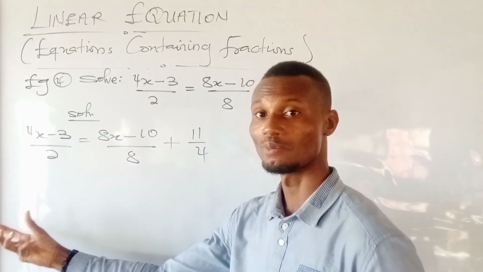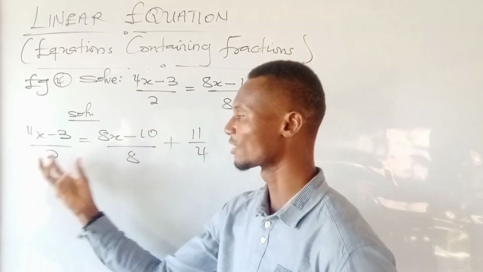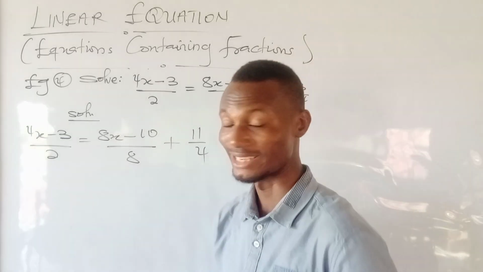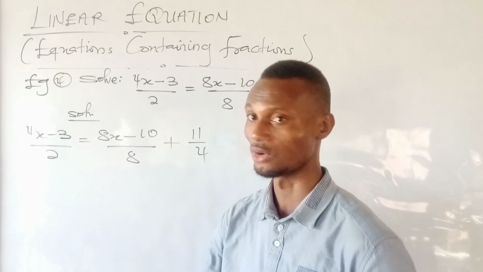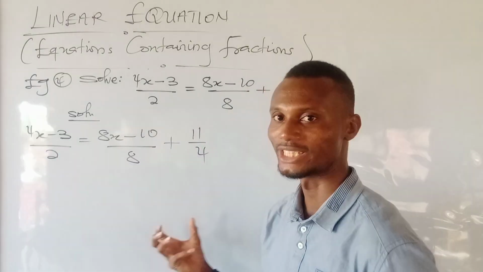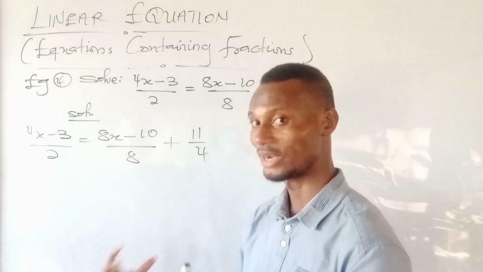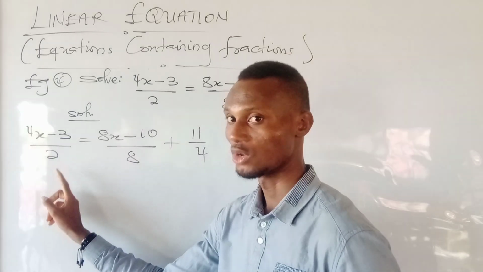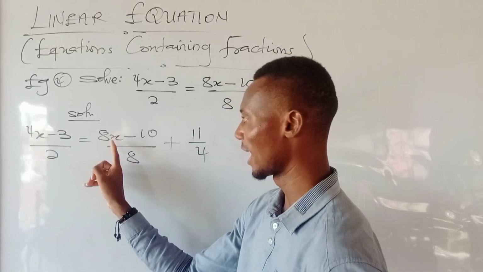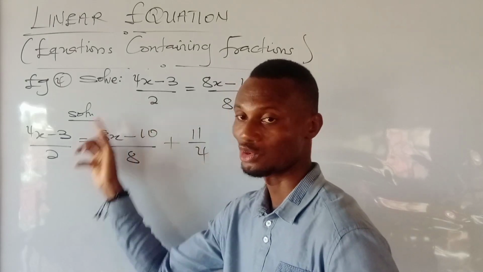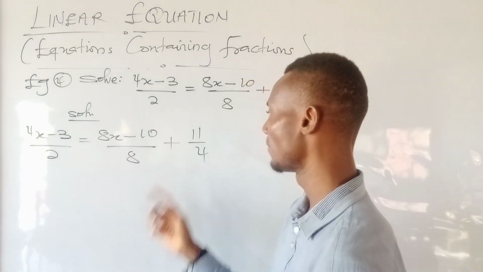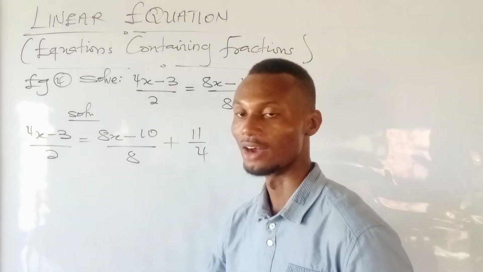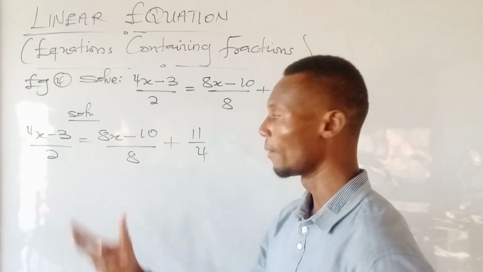Multiplying through the equation means that you multiply each term in the equation by the LCM. I've already explained what a term is in the previous video. So each term in the equation will be multiplied by the LCM, which is the 8. This 4s minus 3 all over 2 is one term. We'll multiply it by the LCM. We come here, 8s minus 10 all over 8 is also another term. We'll multiply it by the LCM. And this 11 over 4 also is another term. We'll multiply that one too by the LCM. So we'll multiply each term in the equation by the LCM.